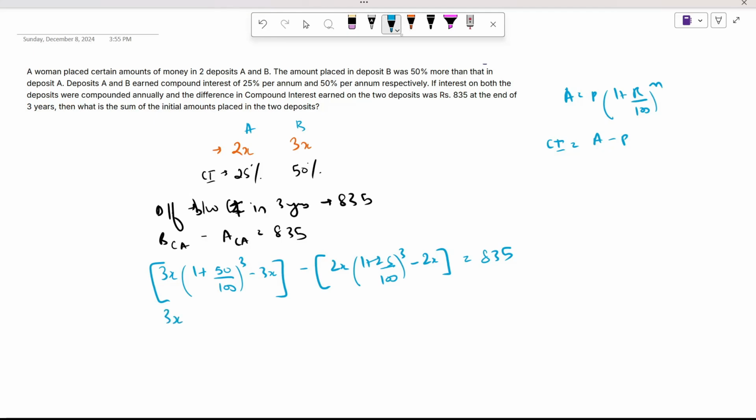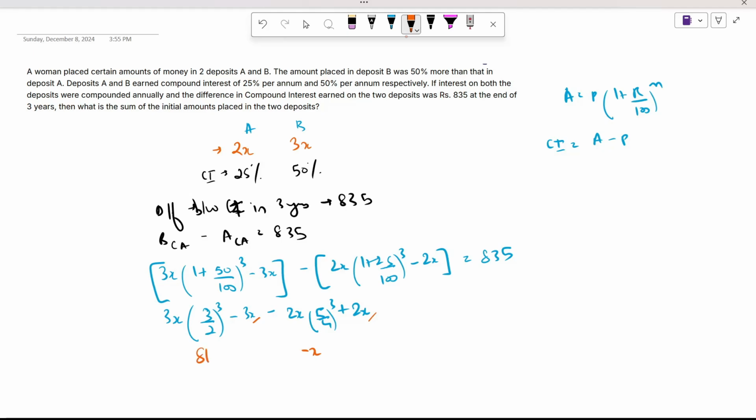This would be 3x, this would get cancelled out. This would be 1 by 2. 1 plus 1 by 2 is nothing but 3 by 2. 3 by 2 cube, and this is minus 3x minus 2x. This would be 1 by 4. 1 plus 1 by 4 is nothing but 5 by 4. 5 by 4 cube, and this would be plus 2x. So minus 3x and plus 2x would be minus x.